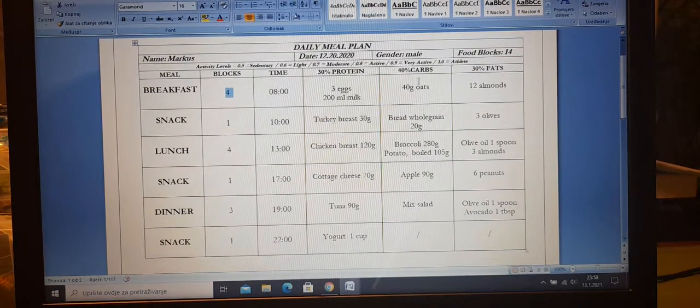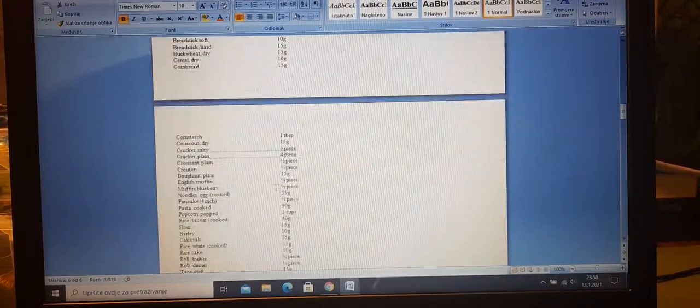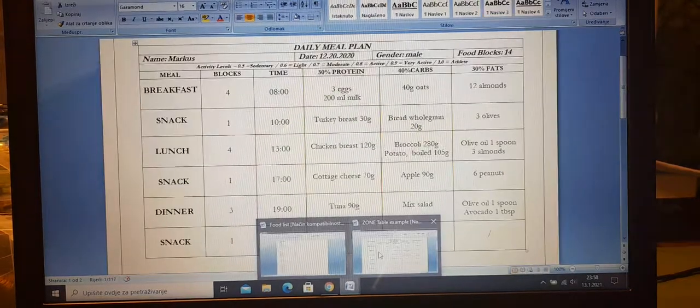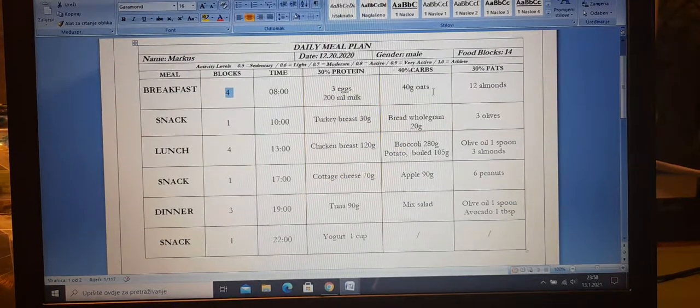Let's go to the second. For the carbohydrates, I take here 40 grams of oats. Now we go to our food list. Again, we search the carbohydrates part, and as you see, oats, oatmeal, 10 grams is one block. In this example I take all the blocks from one food, so I take 4 times 10 grams, which is 40 grams of oats, and like this we have all the carbohydrates.